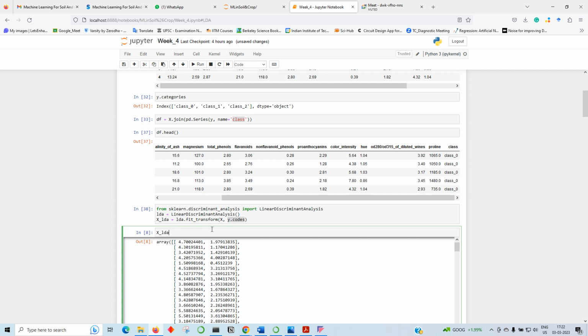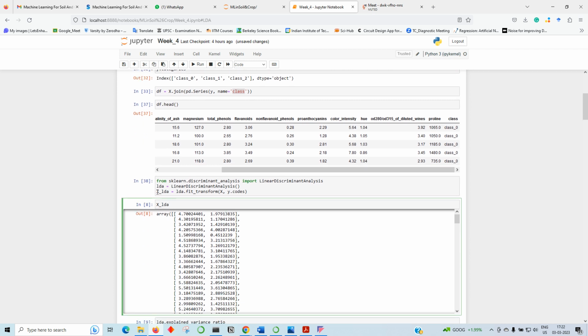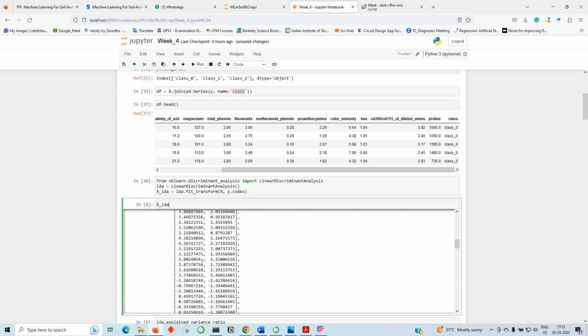And what does it do? What does our linear discriminant analysis do? It gives us the linear discriminant axis, like the principal axis. So after doing this operation, we get two outputs, two axes for our linear discriminant analysis. You can access this through XDA.